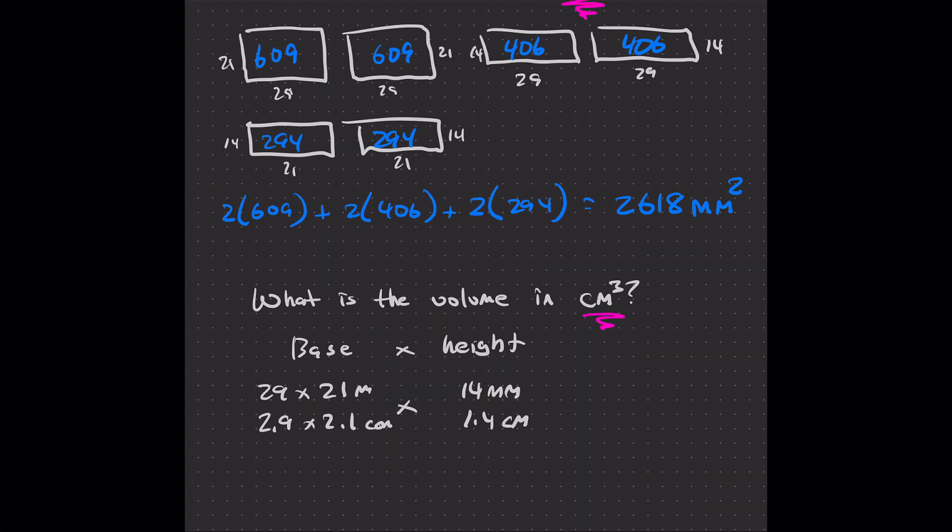Now the base, 2.9 times 2.1, is going to be 6.09, times 1.4, and when I multiply that out, I get 6.3336. Again, if we're going to round that to the hundredth, that's going to be 6.33, and our units are centimeters cubed.